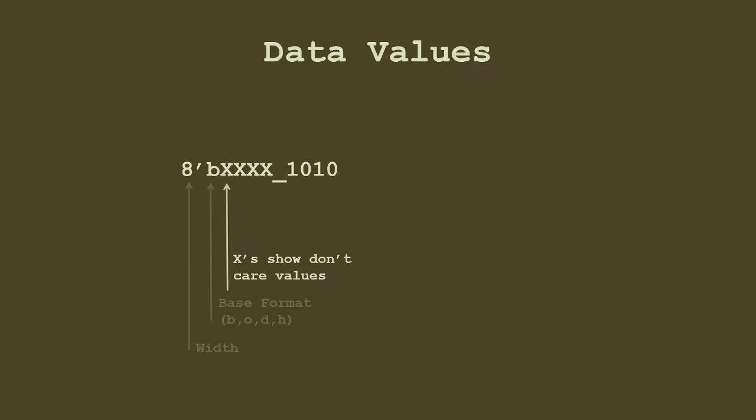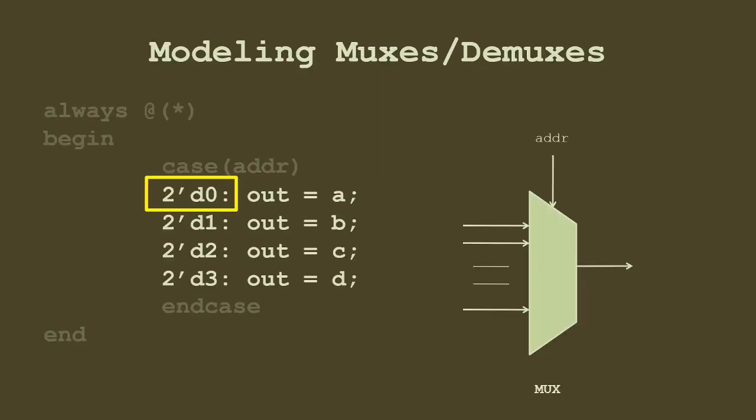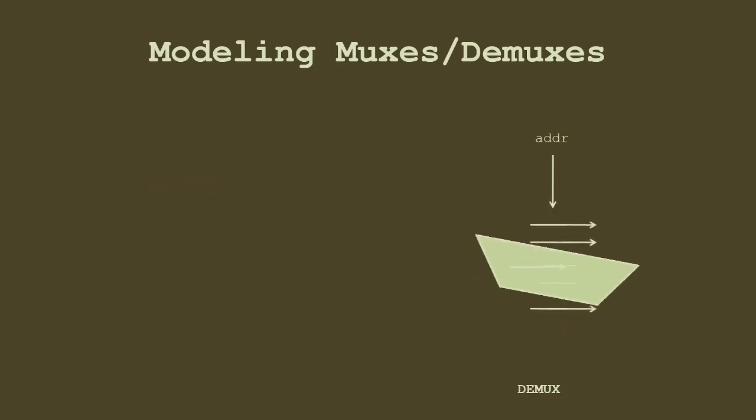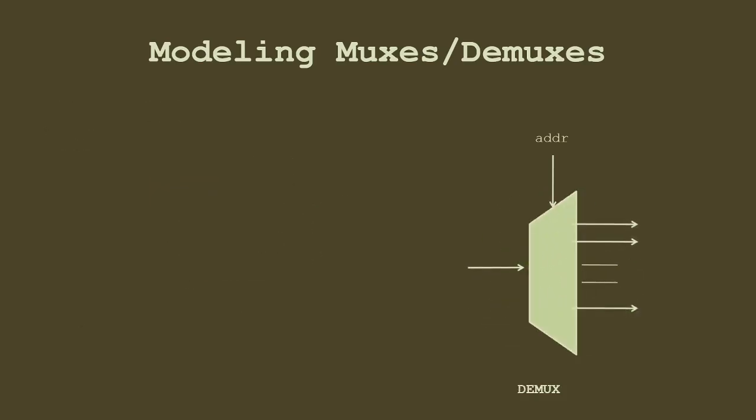For example, in a mux, if we want to place some values as don't care, meaning we don't care whether this bit is 0 or 1, then we can use X. But we can only use it in hex or binary. Okay, now similarly, we can write code for a demux.